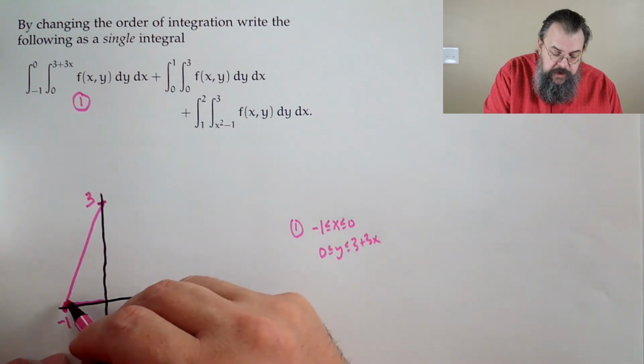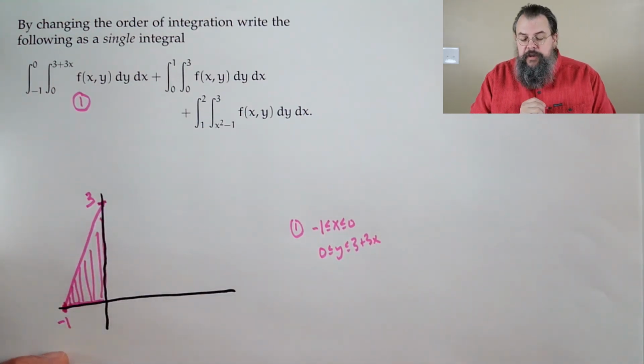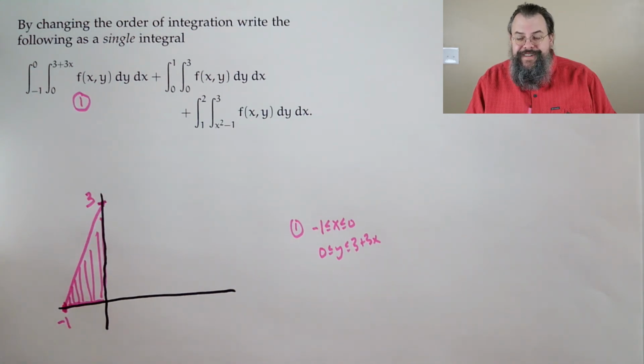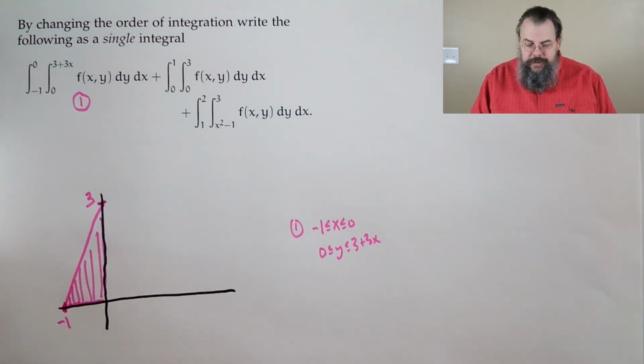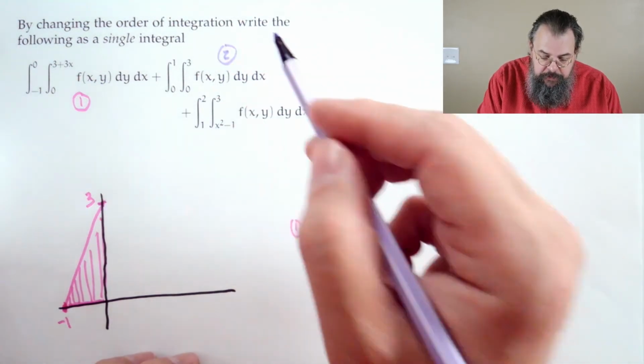So that's our first piece, that triangle. All right, one piece down. Okay, well, more to do, right? Okay, let's talk about our second piece.